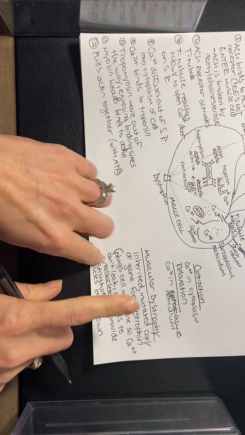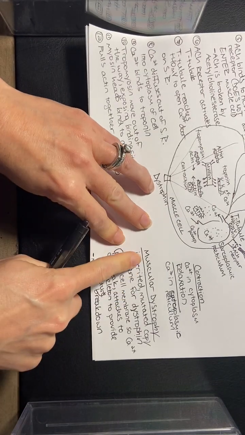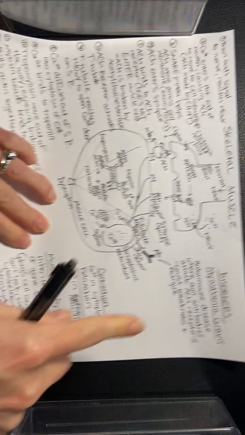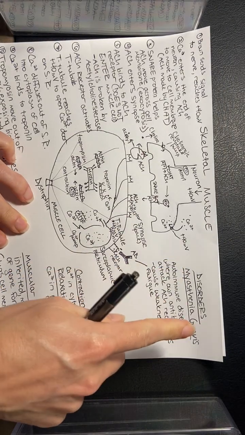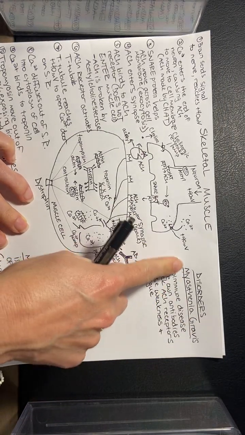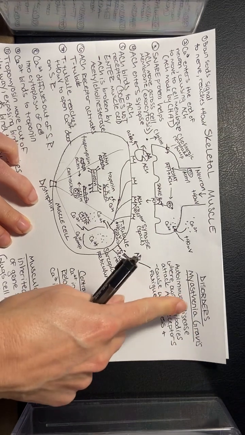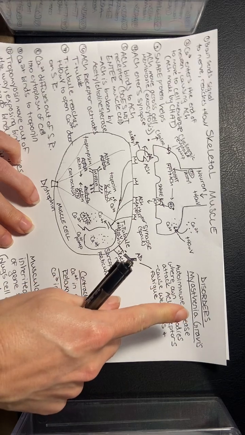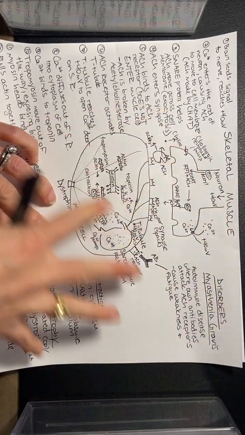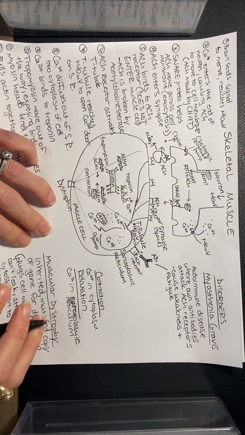And I encourage you to look up pictures of muscular dystrophy. I encourage you to look up pictures of myasthenia gravis and do some research. If you look into this and just read a little bit about it, you will understand it more, and you will ultimately understand all of this better, and you'll be able to make those connections better.